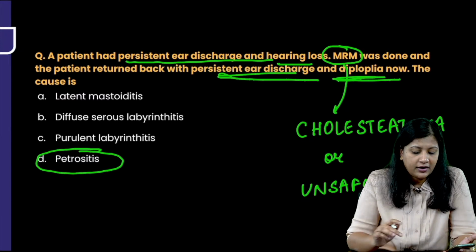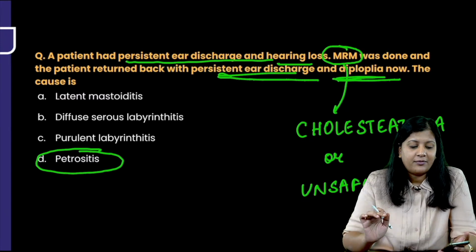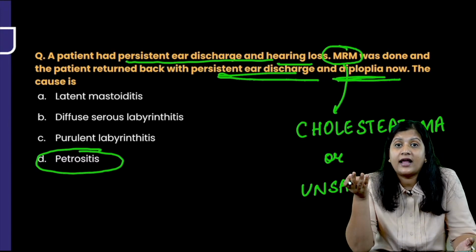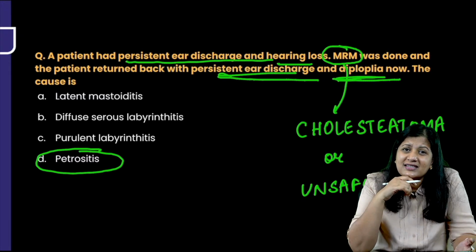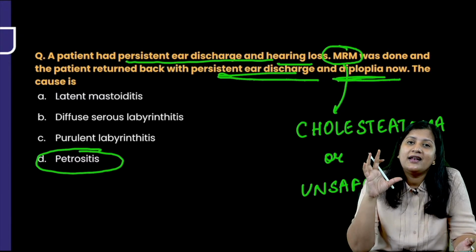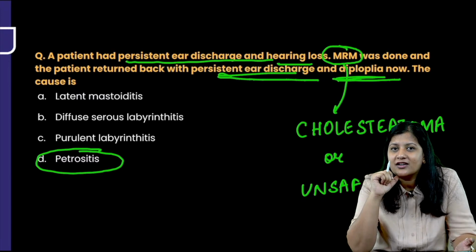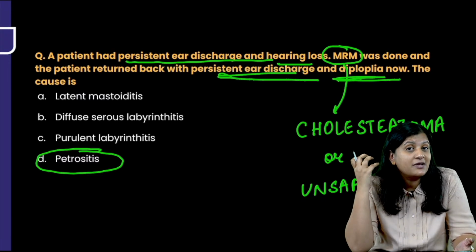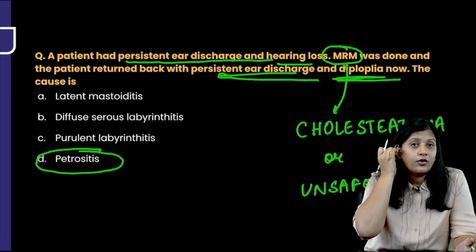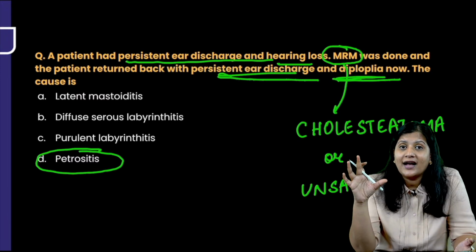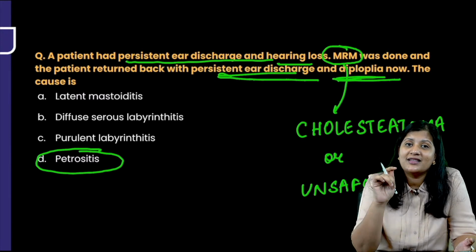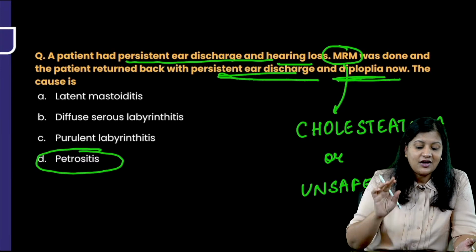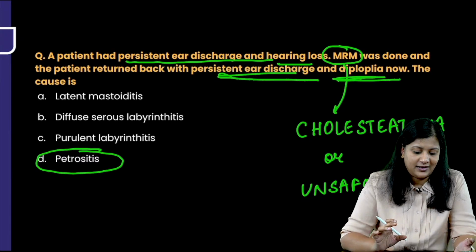Now why not labyrinthitis? See, in labyrinthitis, you will have vertigo. You will have sensory neural hearing loss. You can have tinnitus. But will you have sixth nerve involvement? No. Latent mastoiditis, you can have persistent ear discharge. You can have pain behind the ear. There can be swelling behind the ear. The pinna may be pushed forwards. All of that can be there in mastoiditis. But will the sixth nerve be involved to cause diplopia? No. The only option that's talking to you of diplopia with sixth nerve involvement is petrositis, which is why your answer will be D. Okay?